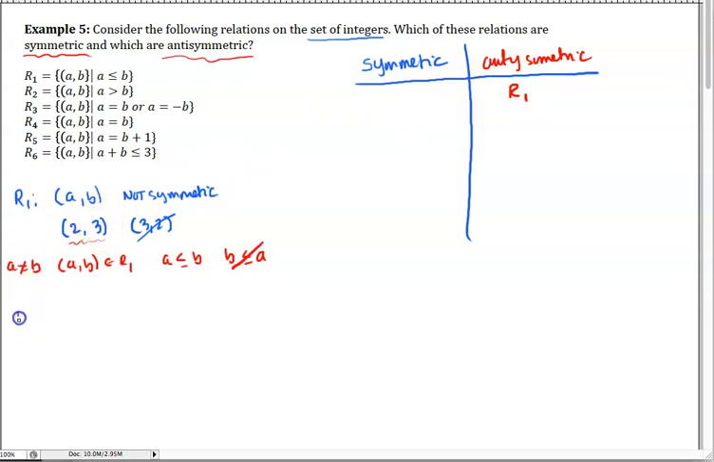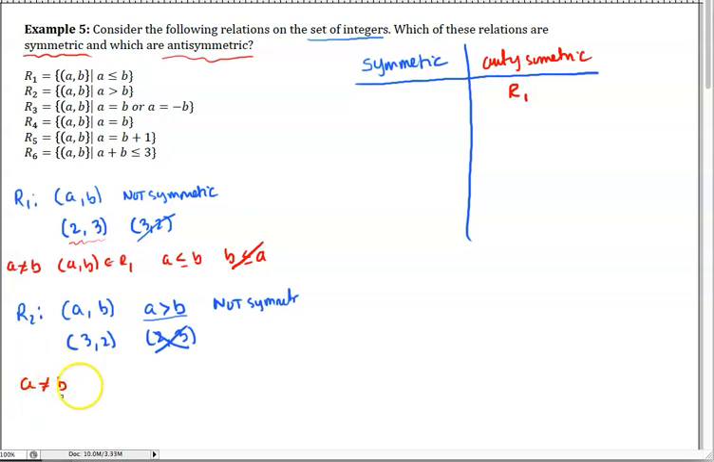Let's look at R2 now. R2 has the pairs of points (A, B) where A is bigger than B. This is not symmetric. Again, we can give a counterexample: 3, 2 fulfills this rule, but 2, 3 does not, so it can't be symmetric. It is anti-symmetric because for all values where A and B are not equal, if (A, B) is in R2, so the first number is bigger than the second number, then the reverse is not going to be in R2 because B is not going to be bigger than A. So R2 is also anti-symmetric, but not symmetric.